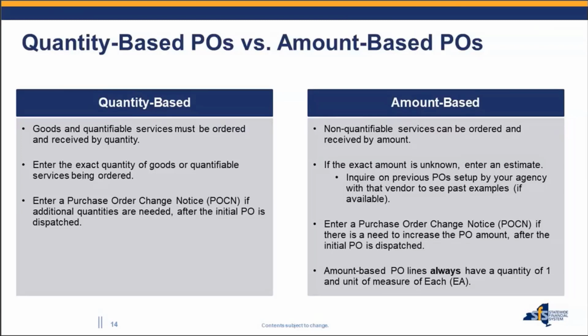Now, the same rule applies for the purchase order change notice with amount-based. You have the ability to add or subtract any funding throughout the life of the purchase order where necessary, and amount-based purchase orders are always going to be established with a quantity of one, and it is recommended that you use the unit of measure of each. I touched briefly on unit of measures in the beginning of the presentation, and we'll get into a little bit more detail about that. But when utilizing amount-based POs, you want to use EA or each as your unit of measure.